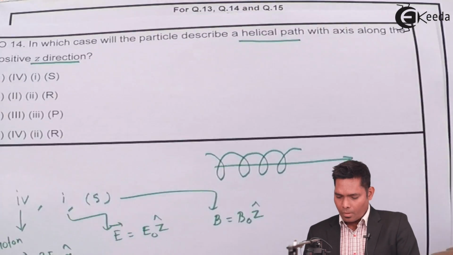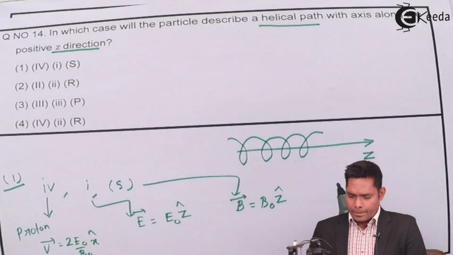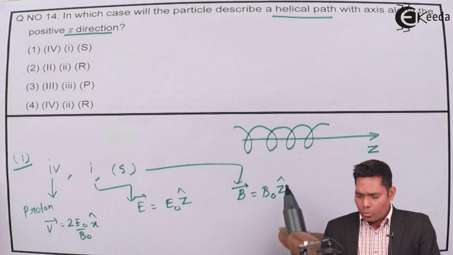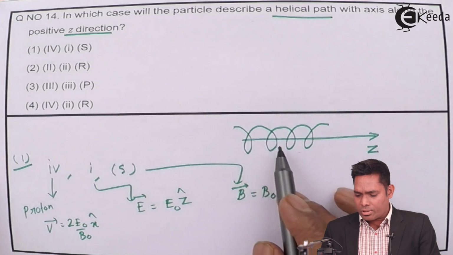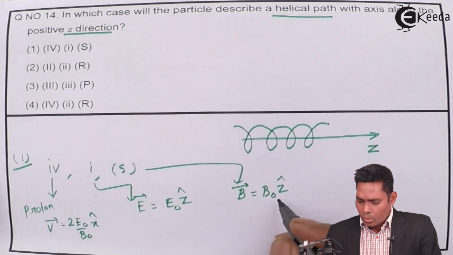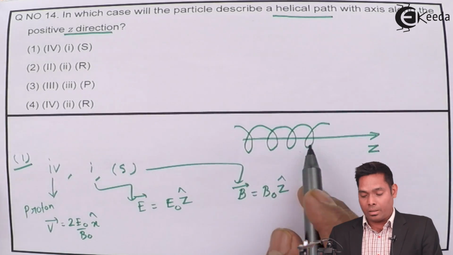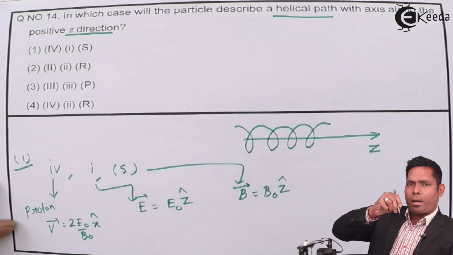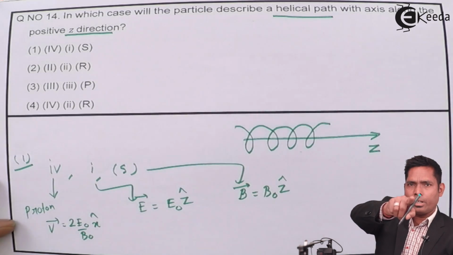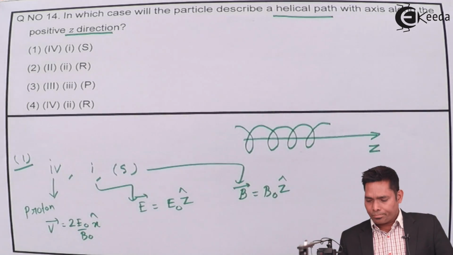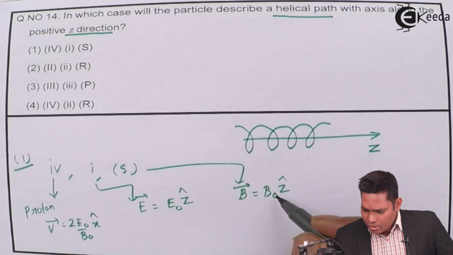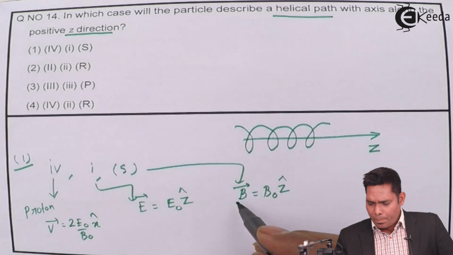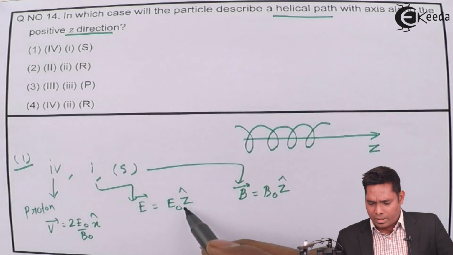B naught Z cap. This is the vector, and for the particle to move along helical axis is along z direction. So the magnetic field should be in z direction, because when a particle follows a spiral path in this direction, then the direction must be the direction of the magnetic field. Because the direction here, you can see that the magnetic field is in z direction, because the particle is also moving in z direction. So this part is okay, that B is in z direction, and E is also in z direction.